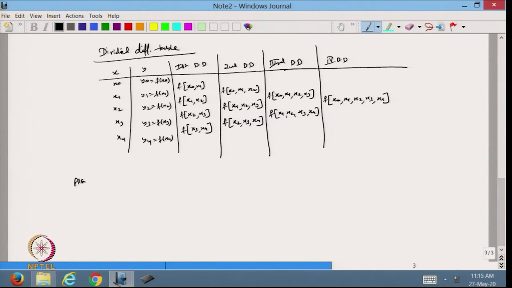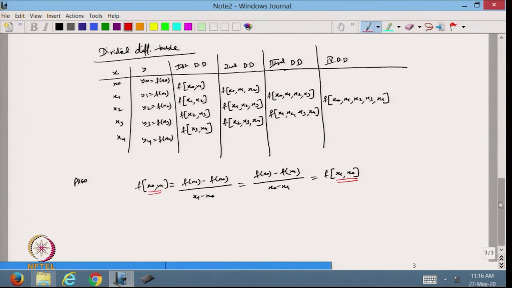Also, if I write f of x0, x1, this is equal to f of x1 minus f of x0 over x1 minus x0. This I can write as f of x0, f of x1, x0 minus x1, and this can be written as f of x1, x0. So in this case I can say that the ordering of the values of x0 and x1, the indexing, does not matter. It does not matter whether we write x0 first and then x1 or x1 first and then x0, the value of the divided difference will be the same.